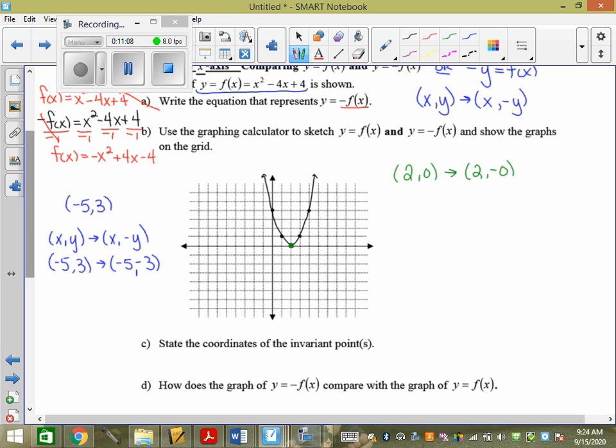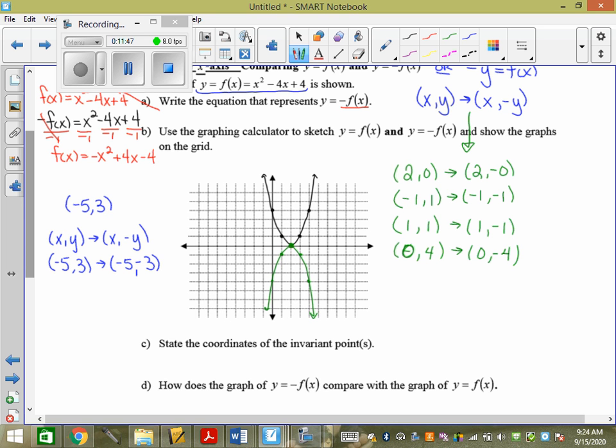Then I have (negative 1, 1). It's going to become (negative 1, negative 1). Then I have (1, 1). It's going to become (1, negative 1) because of my mapping, right? I'm just carrying my mapping down. (0, 4) becomes (0, negative 4). And this is going to become (4, negative 4). And I have a perfect reflection. We agree?